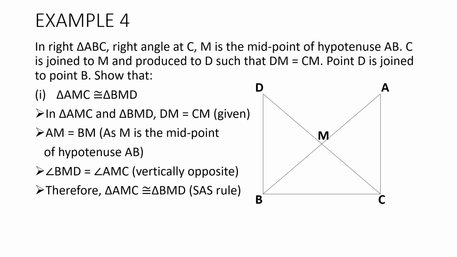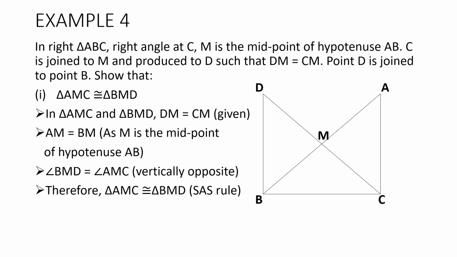Example 4. In right angle triangle ABC, right angle at C, M is the midpoint of the hypotenuse AB. C is joined to M and produced to D such that DM is equal to CM. Point D is joined to B. Show that, first thing you have to show that triangle AMC is congruent to triangle BMD.